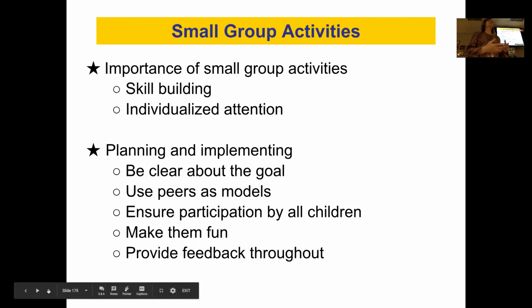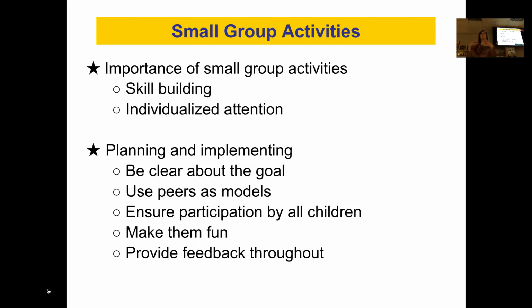So then we go into small groups. Small groups are important too. They're different than large groups because small groups are not totally individual, but it's kind of more casual, and you can do some more skill building in that. You can give them some more individualized attention if needed. It just seems more casual. You want to, again, be clear about the goals. What is it that you want to have the children learn or be able to do in your small group activity? You want to make sure you're using children or peers as models for the others.